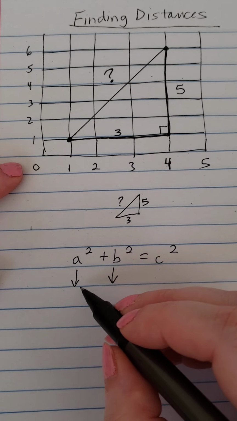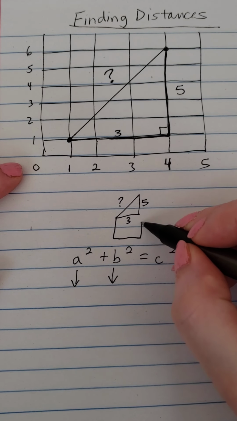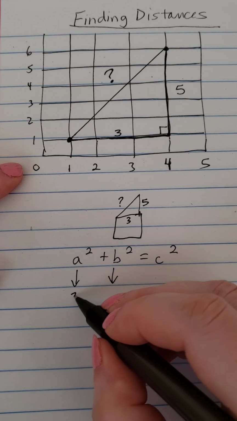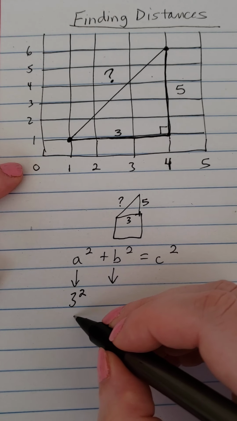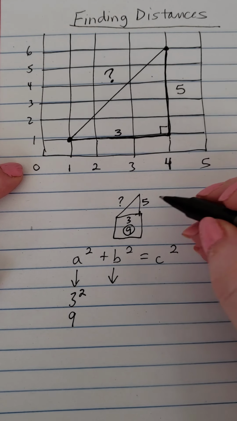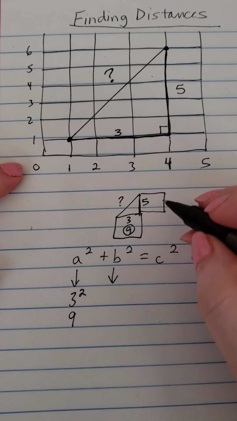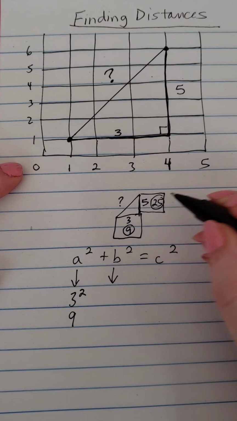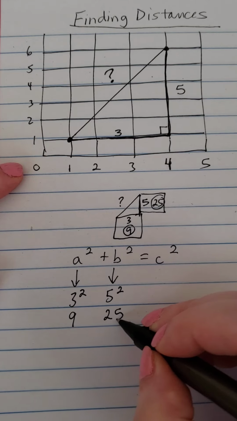So here, our a squared, we're going to do our 3. Now, if I make a square here and I find the square of 3, what is the square of 3? That'd be 3 squared, or 9. So the area of this square is 9. If I make a square going here with this side length of 5, 5 squared, 5 times 5 is 25. So we've got 5 squared is 25.